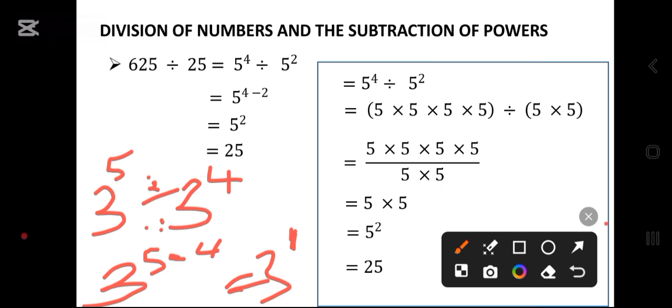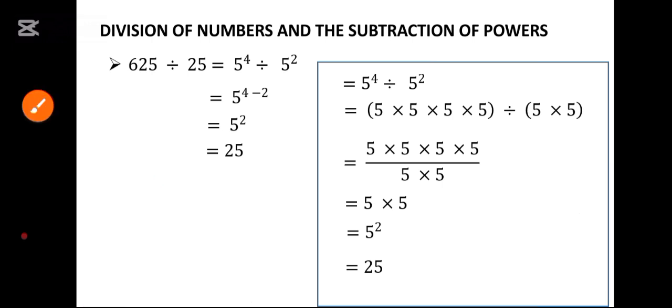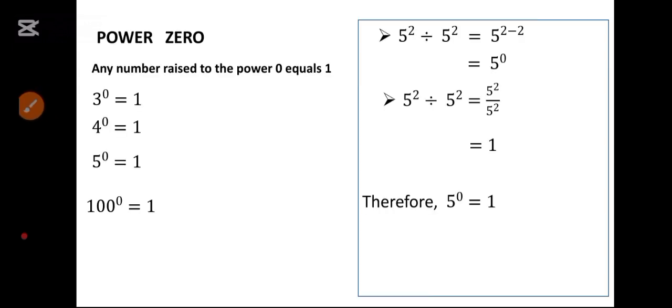So let's move on to the next law of indices. We have the power 0. What is the power 0 law? This power 0 law says that any number raised to the power 0 equals 1.